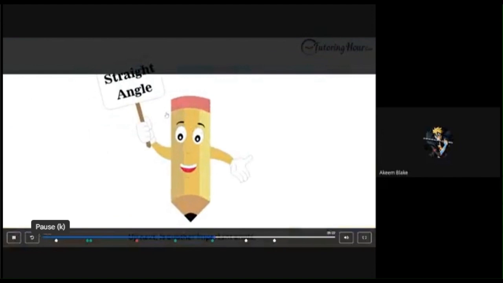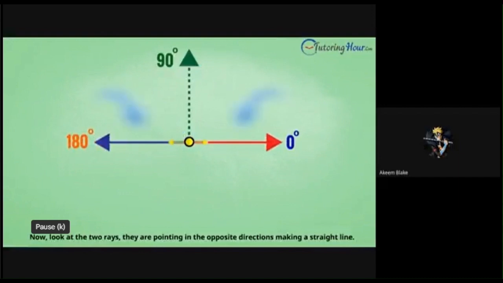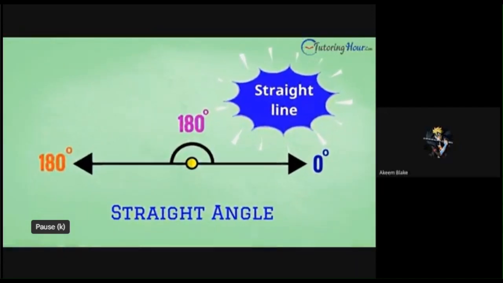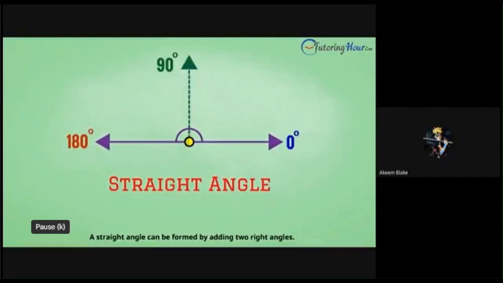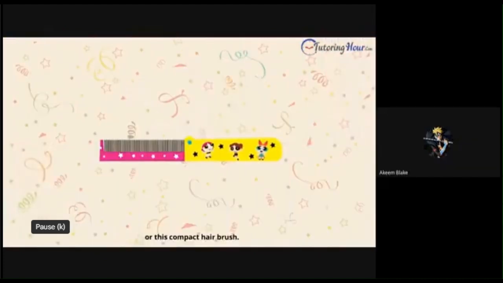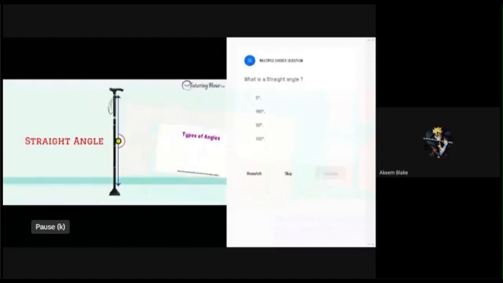Up next is another important angle. Let's rotate the ray further. Now, look at the two rays. They're pointing in opposite directions, making a straight line. The angle formed here is a straight angle. It measures 180 degrees. It is pretty obvious where it gets its name from. A straight angle can be formed by adding two right angles. You'll find a straight angle when you open this fold-in-half table, or this compact hairbrush. This foldable cane has one too. It's 180 degrees.